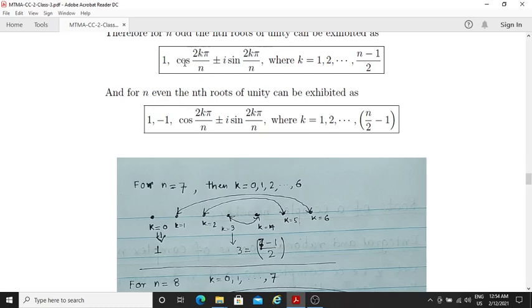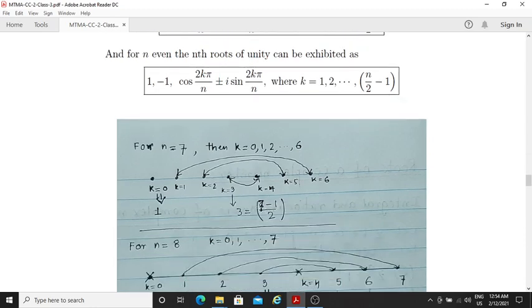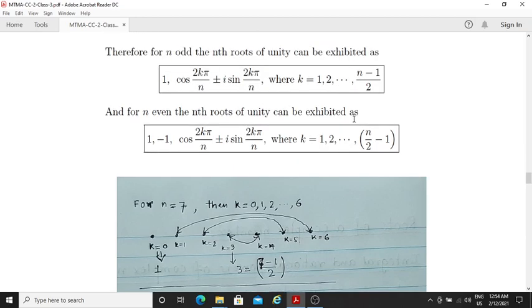So there will be two roots, cos 2π/n plus i sin 2π/n, and the other root will be cos 2π/n minus i sin 2π/n. So that's their conjugate. So they are paired. And the last pairing, in the case of odd n, you can write them as (n minus 1)/2. So 3 is merely (7 minus 1)/2, as you can see.